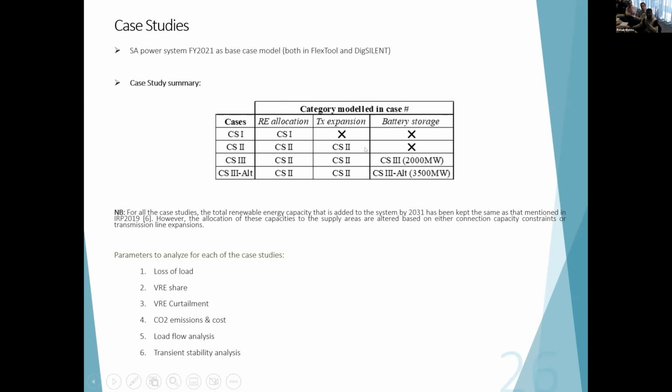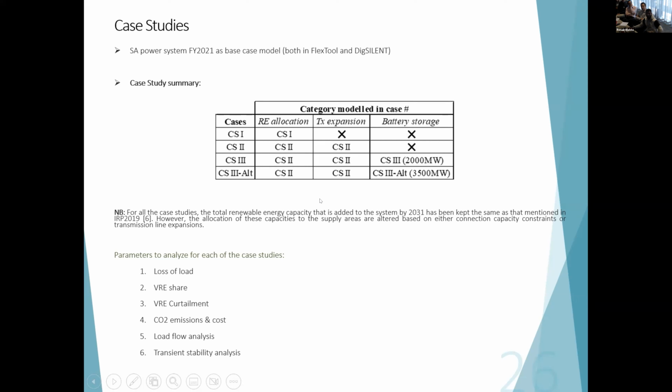The second one would be to have a transmission expansion without battery storage, and this would affect the relocation as well, because in the first one, without expansion, we can't allocate more generation to Northern Cape, for example, whereas this would unlock the Northern Cape capacity, and thus the allocation would change as well. Then the third case study builds on the relocation and expansion in case study 2, but with battery storage capacities. And the fourth alternative case is an increased capacity for the batteries.